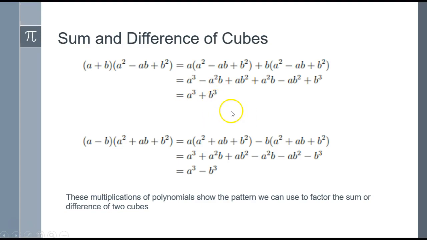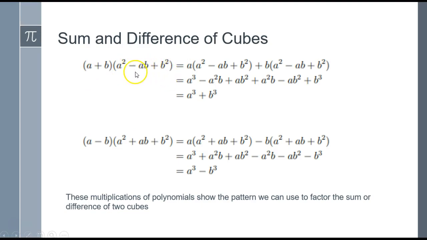So why did I do that? Well, if I started with something in the form of a cubed plus b cubed, and I was told to factor a cubed plus b cubed, I know that it factors to this thing I multiplied together, and that's where I get my formula from. Now that's factoring the sum of two cubes comes from this, so a cubed plus b cubed is equal to a plus b times, in parentheses, a squared minus ab plus b squared.